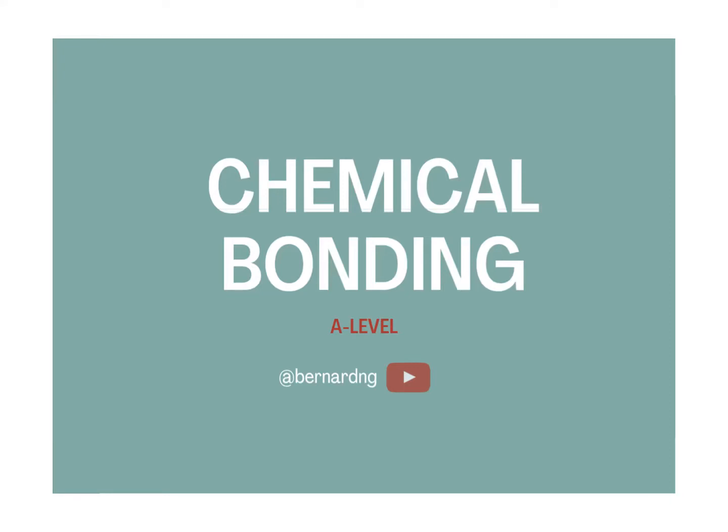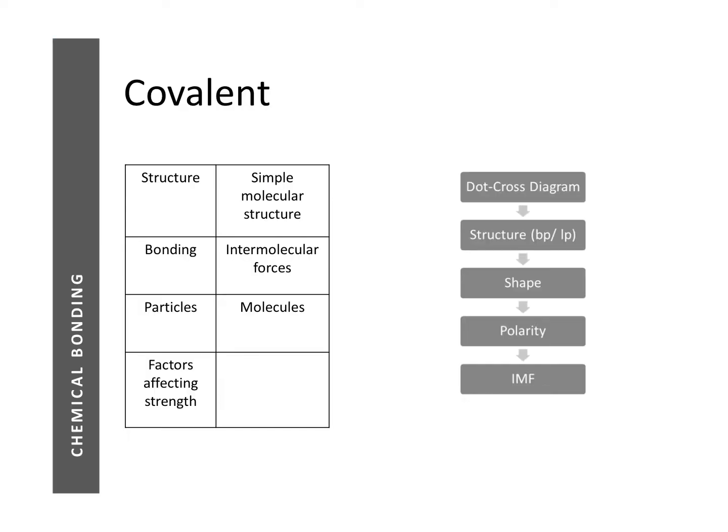So this is the third video for chemical bonding in the A-level syllabus. In the second video, we looked at how to draw the dot and cross diagram for covalent compounds and polyatomic ions. From there, we can determine the structure, or the Lewis structure, of a molecule. And in this video, we're going to look at how we can therefore determine the shape of a molecule.